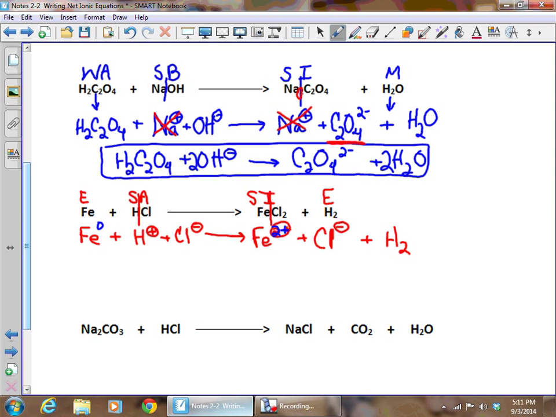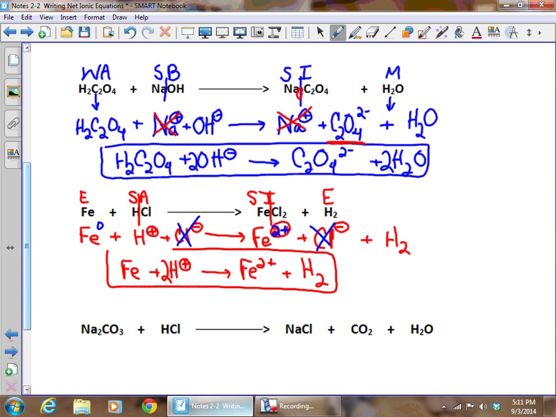The H won't drop out. The hydrogen ion will not drop out with a diatomic hydrogen. Looks like the only thing that's going to drop out is our chlorides. So we're going to end up with Fe plus H plus yields Fe2 plus H2. And to get it balanced by charge and mass, it looks like we need 2 hydrogens there. And that's going to be our final answer for that one.